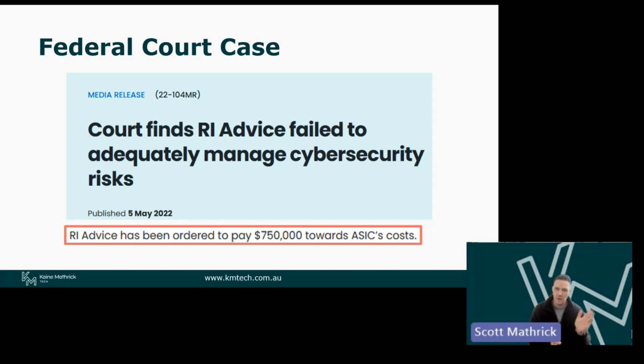From a period of 2014 to 2018, they had multiple breaches, all cyber breaches. They didn't tidy their backyard up. It kept happening. And then they had a further breach. It was a ransomware breach. They were taken to court by the Supreme Court here in Sydney, and they were fined $750,000. So the directors of that business were actually fined.